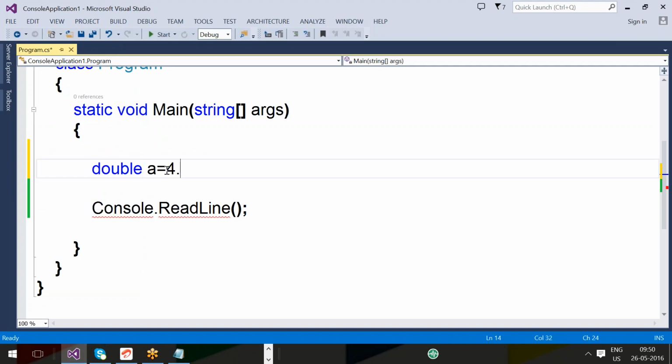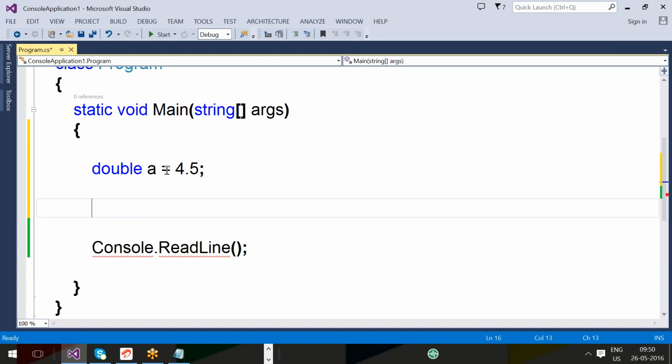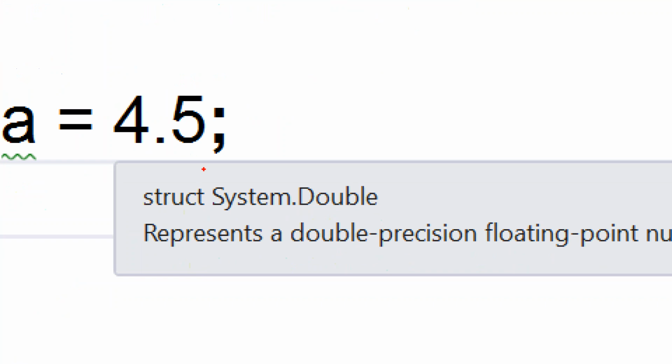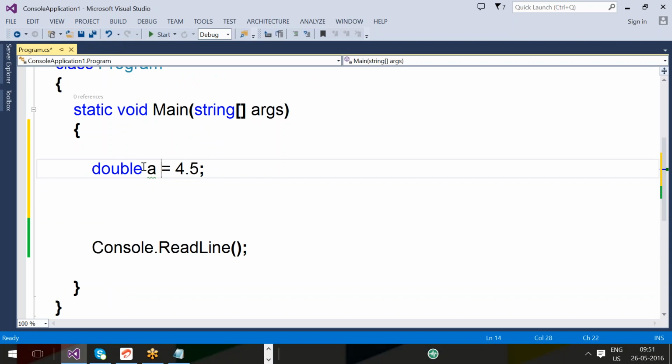Double a equal to 4.5. Valid or invalid? Valid. Now 4.5 is actually what type of data? Double. It is floating data, and the default type of floating data in C# is double. You can observe the IntelliSense telling I am double. A double value is being assigned into a double variable. So any problem? No, sir. That's why you don't need to worry.